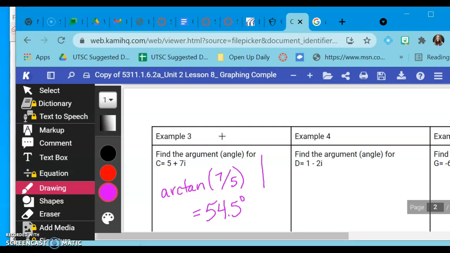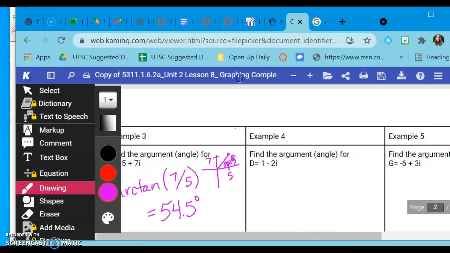If we sketch this, just to double check ourselves, we went 5 in the positive direction and 7 in the positive direction. So the angle right there, this is what we found. This is 54.5 degrees. All right, let's go ahead and scoot over.